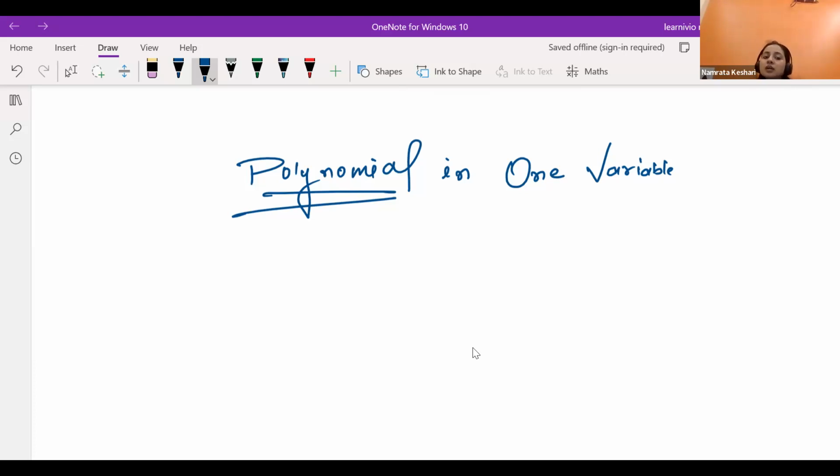Now the question is, if I'm writing on the screen 1 by x cube plus 2, is it a polynomial? It's lagging, right? No, ma'am. 1 by x cube plus 2, is it a polynomial? Okay. Tejas, yes. Who said no? Irshad said no, right?